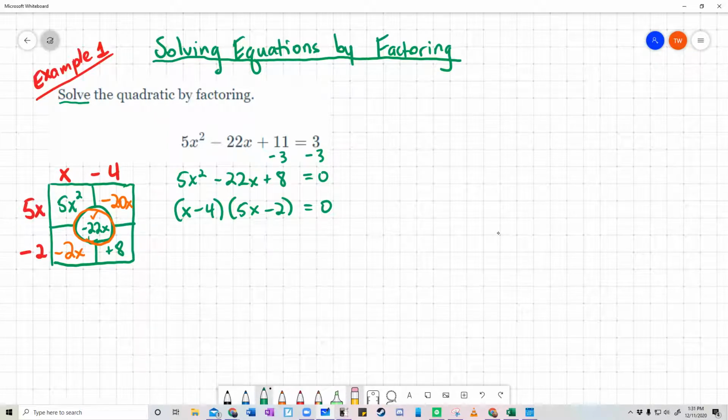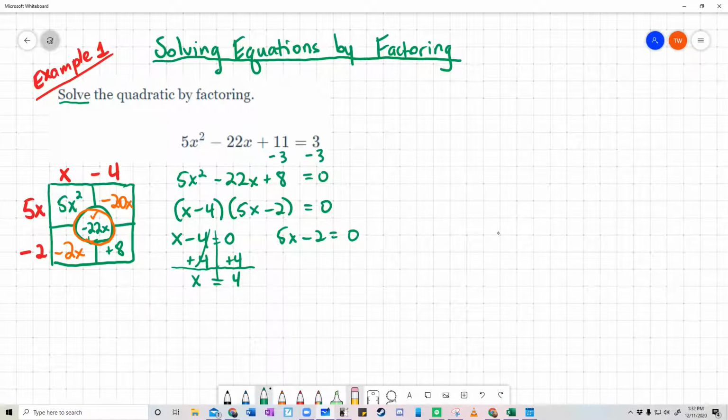And now I'm just going to set each factor equal to 0 and solve each one for x. The first one, I'm just going to add 4 on both sides of the equal sign. These 4's will zero out and give me x equals positive 4.